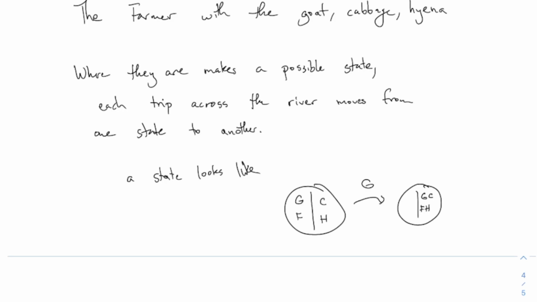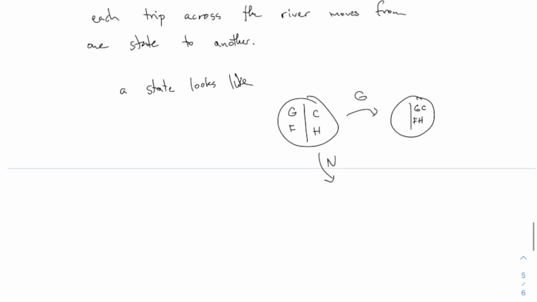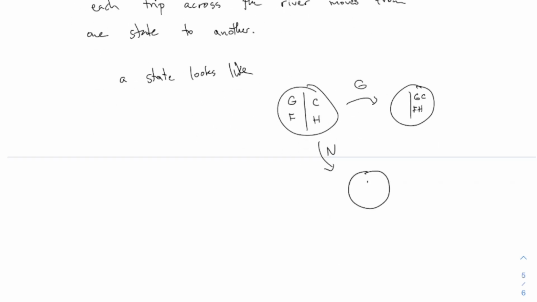Now, the state on the right will also have a certain number of outgoing arrows for what the legal moves are. Another legal move from the state on the left would be if the farmer goes across carrying nothing. All right, and I'm going to label that with an N. So N means nothing. The farmer goes across the river carrying nothing. And then it looks like G over here, F, C, and H, all right?